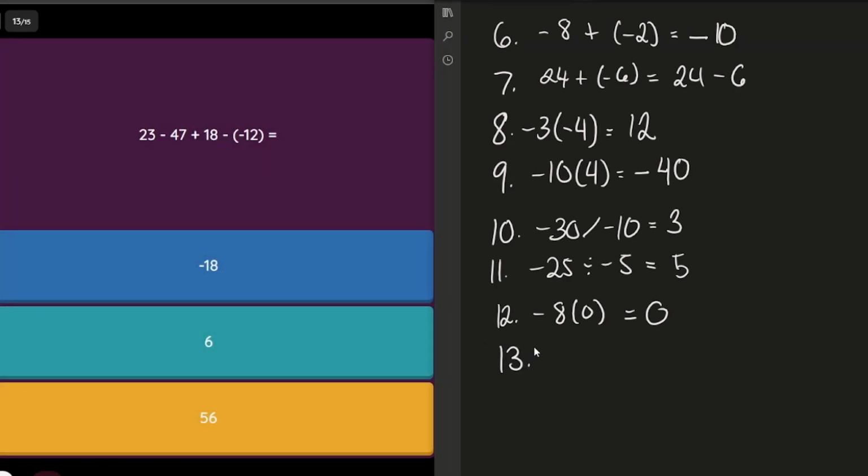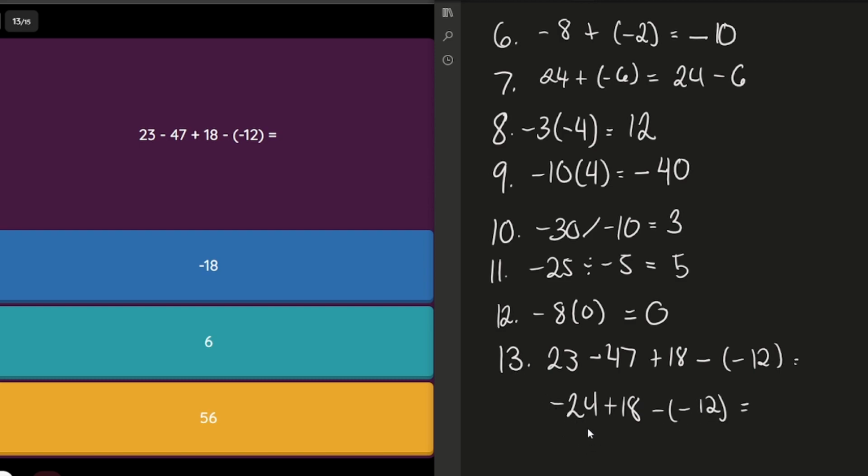Question number 13. 23, -47, +18, minus -12. Let's do it by pairs. Starting with these two, 23 and -47, combining those would give you -24. Then we still have +18 minus -12.